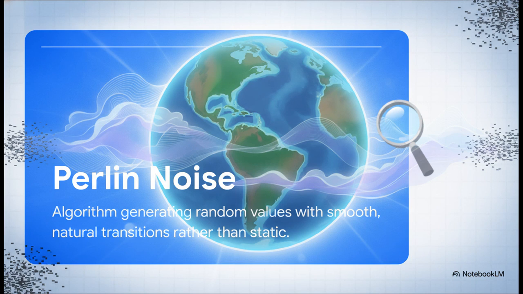Okay, so you know that harsh, jagged static on an old TV? That's standard random noise. Perlin noise, on the other hand, is more like rolling hills. It generates random values, sure, but with smooth, natural transitions instead of chaotic, jagged jumps. By assigning a Perlin noise value between 0 and 1 to every single point on our sphere, it gives our digital plates and future continents these beautiful, sweeping borders instead of just jagged static.